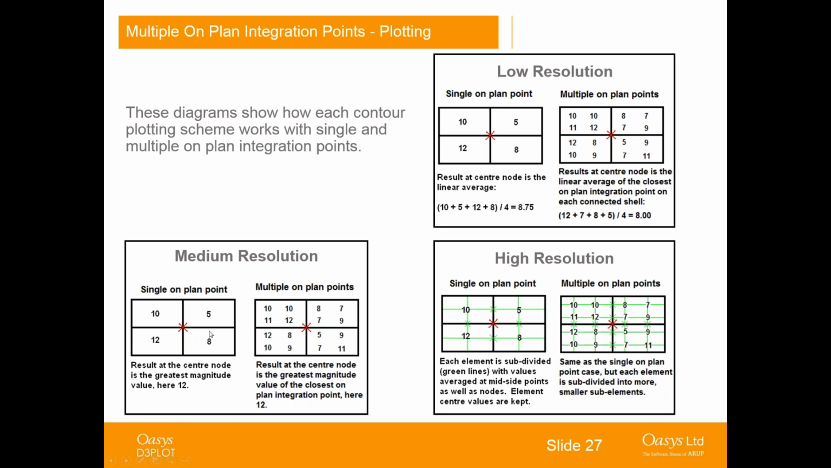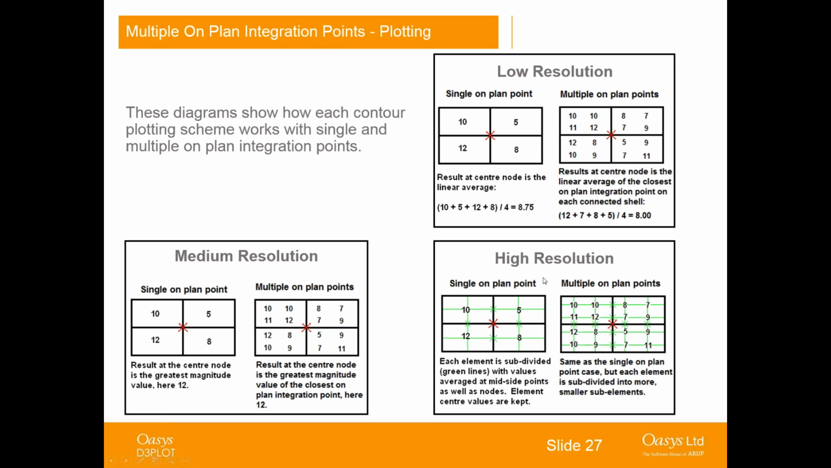Okay, the next scheme is the medium resolution scheme. Again, we have the same 4 elements and we have the same stress values for each of the integration points. The medium resolution takes the greatest magnitude. So in this case, on the left-hand side, it's 12. On the right-hand side, it takes the greatest magnitude out of the closest values. So we're choosing between 12, 7, 5, and 8 in this case. So again, in this particular case, the value is 12. That's the value you would get averaged at the center.